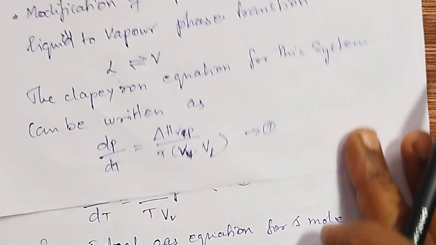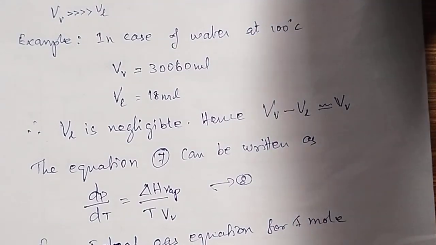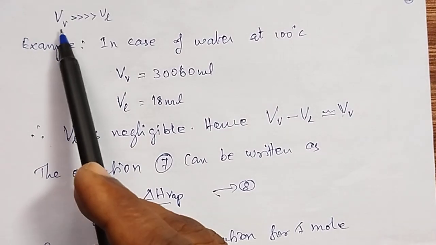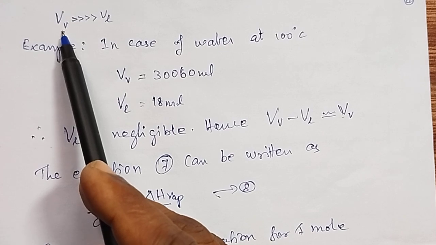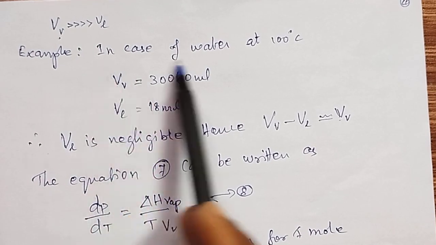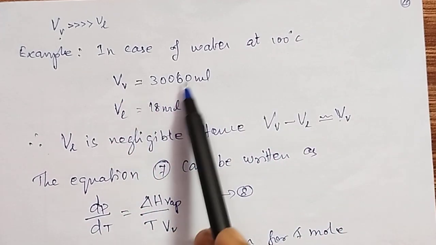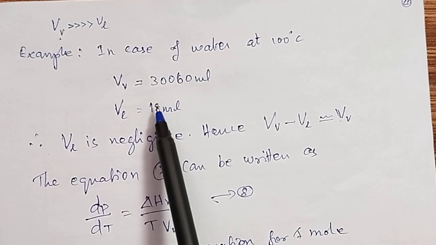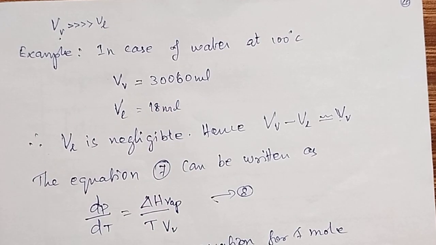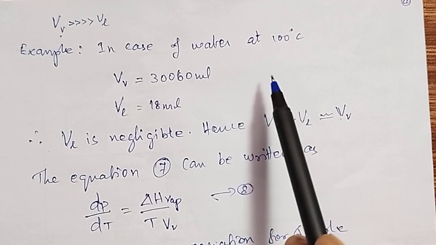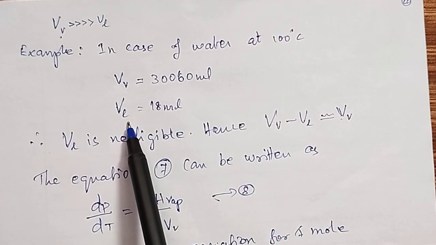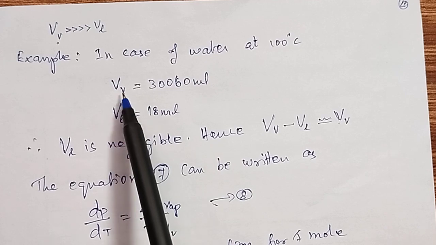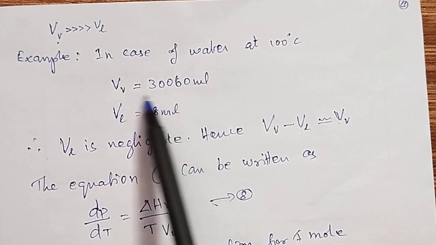Now let us consider an example of 1 mole of water. The volume of vapor will be much greater than the volume of liquid. For example, in the case of water at 100 degrees Celsius, the volume occupied by 1 mole of vapor is more than 30,000 ml, but the volume of liquid is just 18 ml. If you compare Vv and Vl, the Vl becomes negligible.